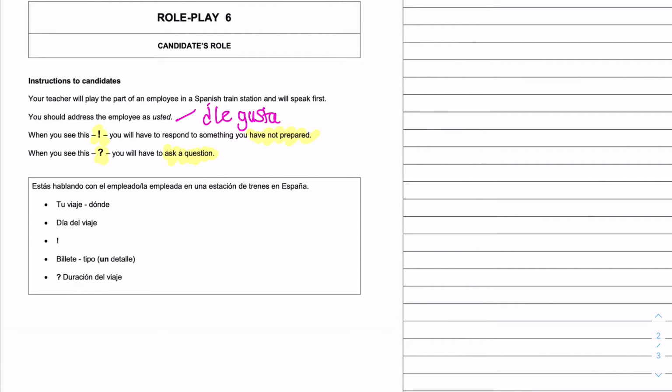Estás hablando con el empleado en una estación de trenes en España. Tu viaje, ¿dónde? Día del viaje. Surprise question. Billete, tipo, un detalle, duración del viaje. And I have to ask a question about that.